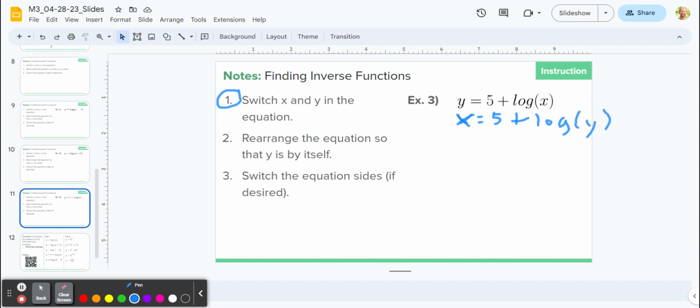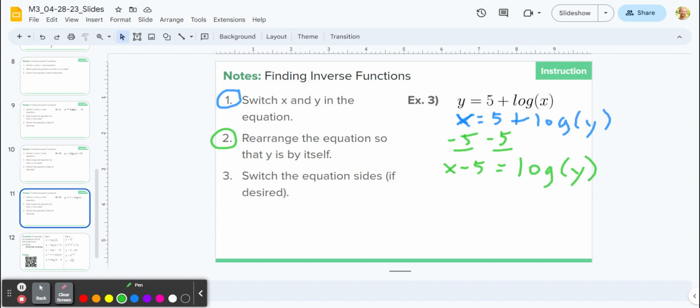Now we can deal with what I was talking about, where we've got to deal with this 5 and rearrange it and move it to the other side before we can take our exponential. So I'm going to subtract 5 from both sides here because right now it's being added to our log. Okay, and this is what I'm doing, rearranging the equation. So I get x minus 5 now on the left. And that equals log of y.